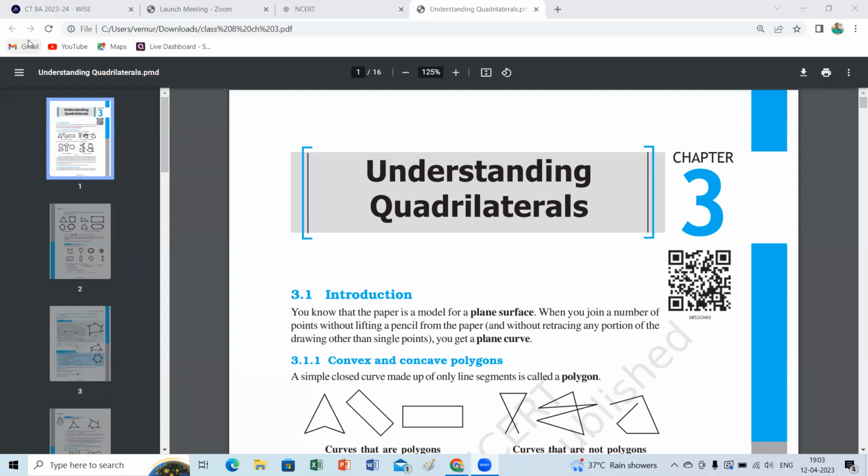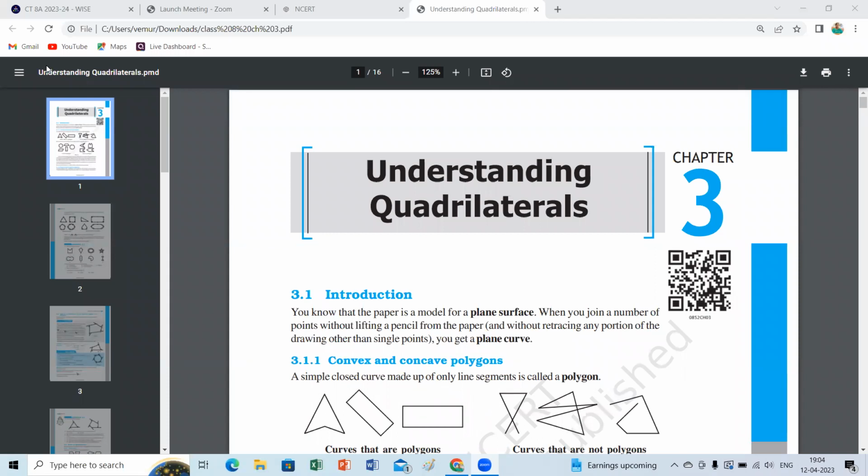What is our third chapter, children? Quadrilaterals. Yes, understanding quadrilaterals. What is the meaning of quadrilateral? How can you define a quadrilateral? Four-sided figures. Quadrilateral means four-sided polygons. Very good.